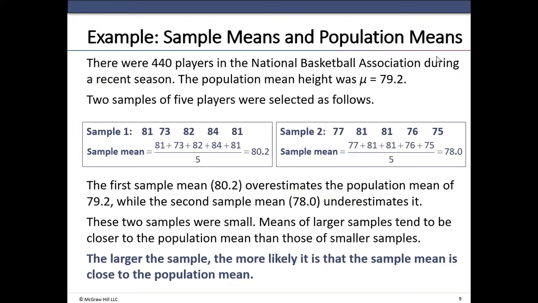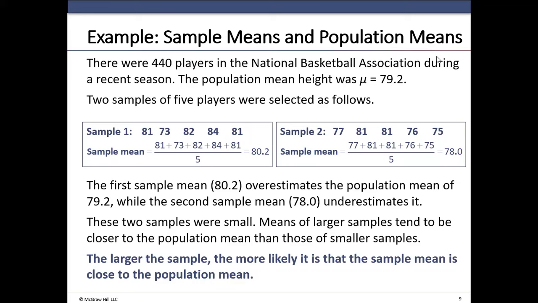There were 440 players in the National Basketball Association during a recent season. The population mean height was mu equal to 79.2. So they measured the height of each of the 440 players, added the 440 heights in inches, and divided by 440. The sum of the 440 heights divided by 440 gave us a population mean of 79.2 inches.